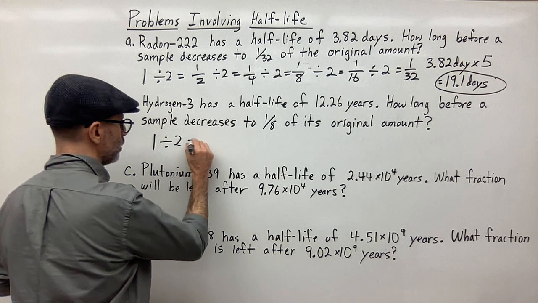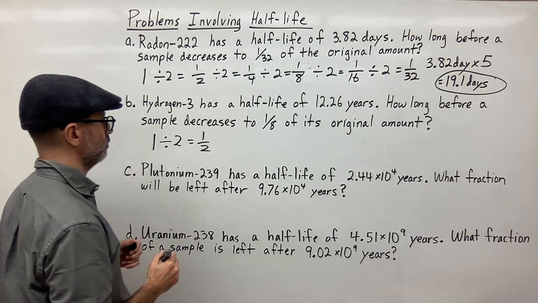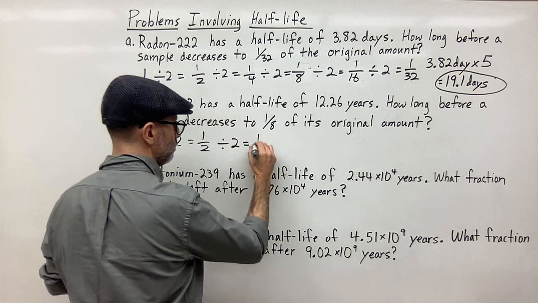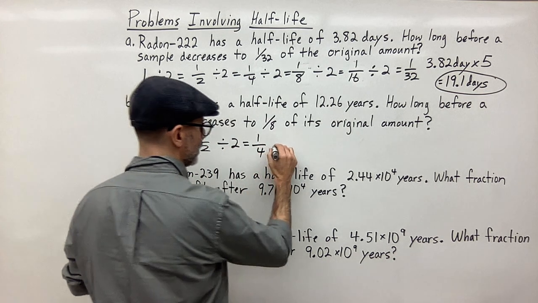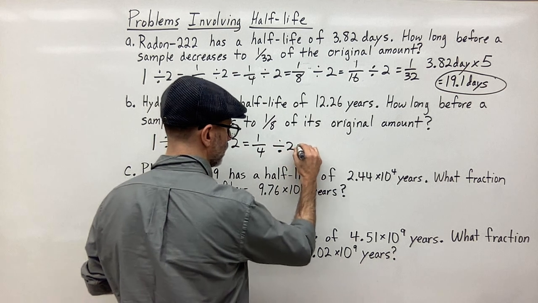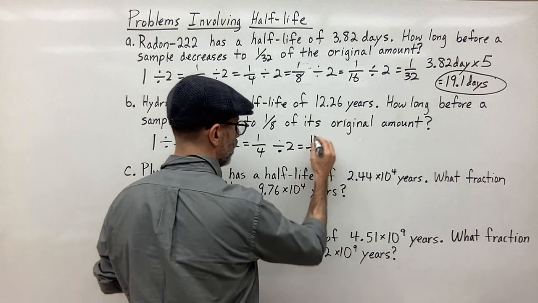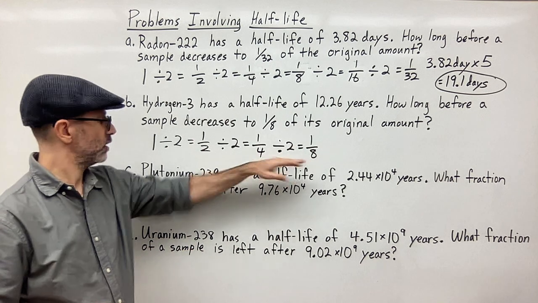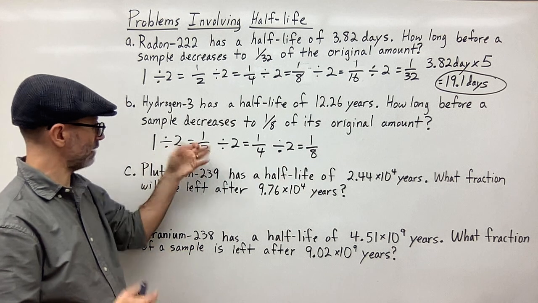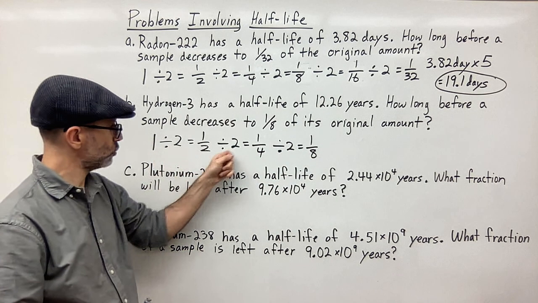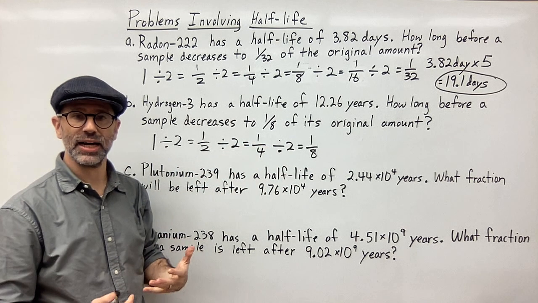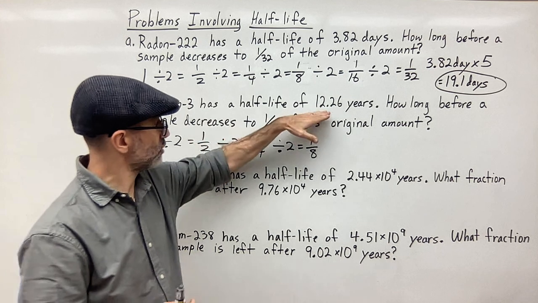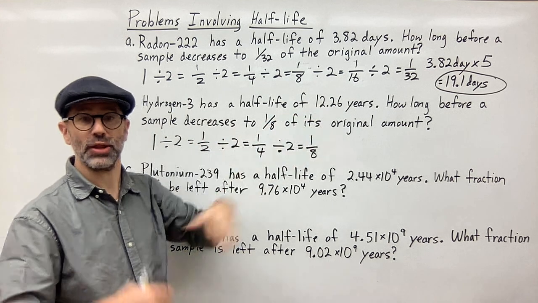So I take my 1, divide that by 2, and I get 1/2. If I take the 1/2 and divide it by 2 again, I get 1/4. And then take the 1/4 divided by 2 again, and I get 1/8. So how many half-lives did I have to go through? How many times did I have to divide by 2? 1, 2, 3. So that's 3 half-lives I had to go through. For each half-life, it takes 12.26 years. I went through 3 of them.